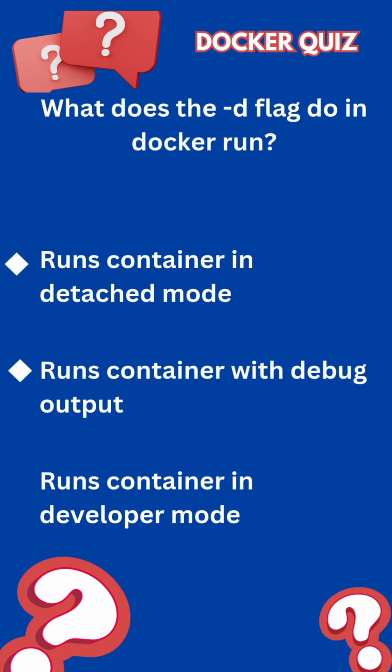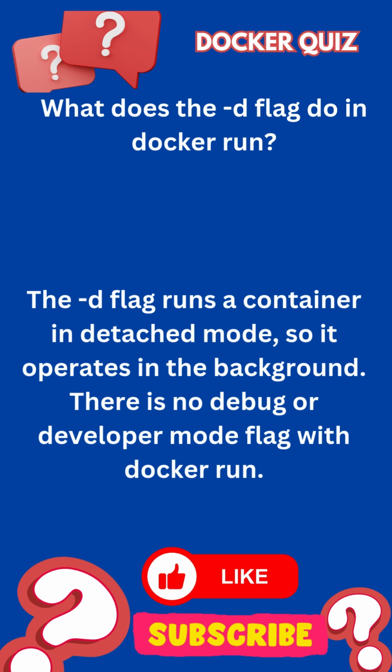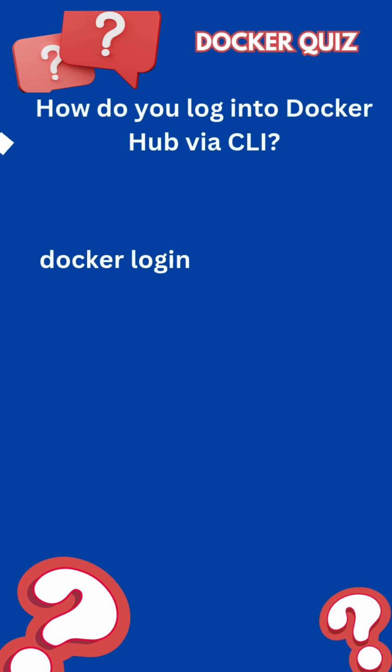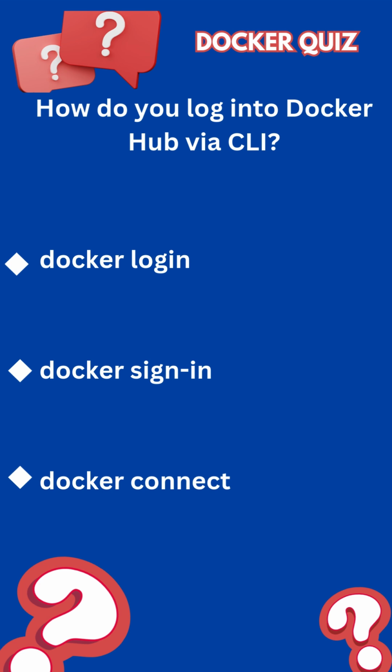What does the -d flag do in docker run? How do you log into Docker Hub via CLI?